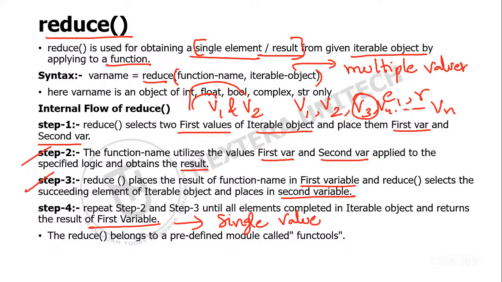And this reduce function is not available inbuilt, so we get it from a predefined module called functools. There is a module called functools and we access the reduce function from it. Right? I hope it's clear. There are a few examples related to the reduce function, and we'll complete them to understand the functions topic.